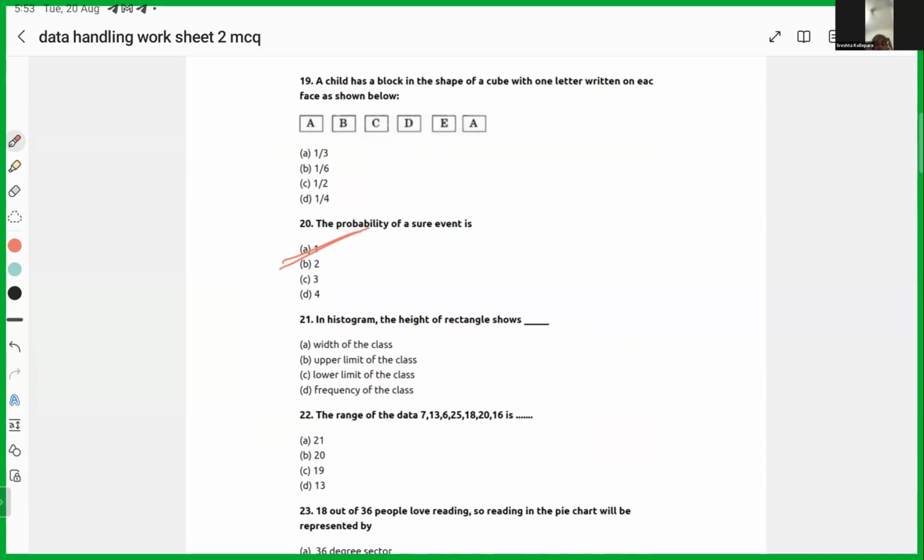Can you explain this question, please? In a histogram, the height of the bar shows the frequency of the class. What is the difference? I also gave you a clear definition between a histogram and a bar graph. When frequency is included, then that is called a histogram. For a bar graph, it will be in tally, sir? No, histogram. You didn't study this histogram.